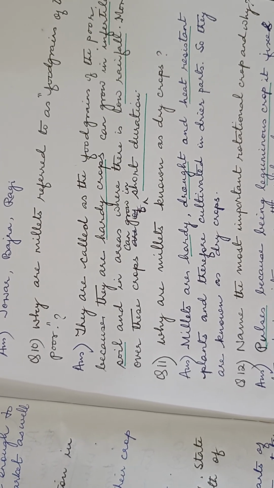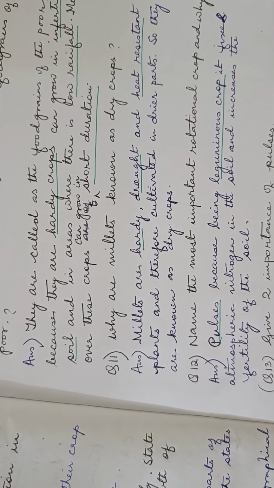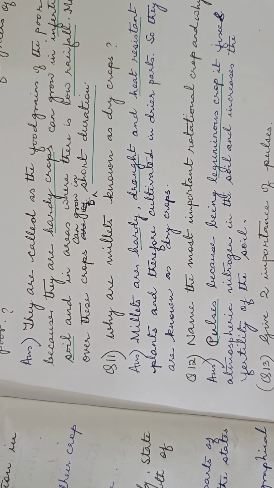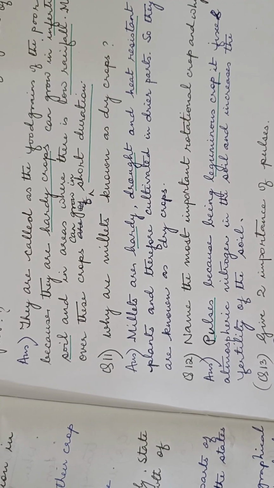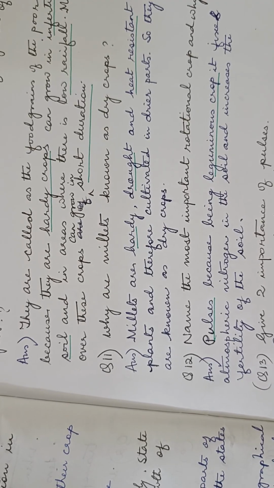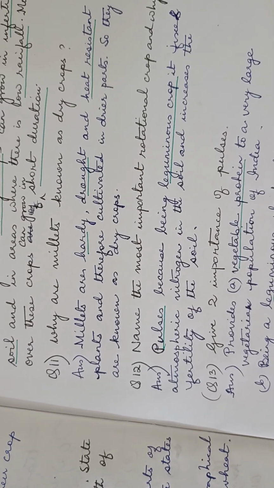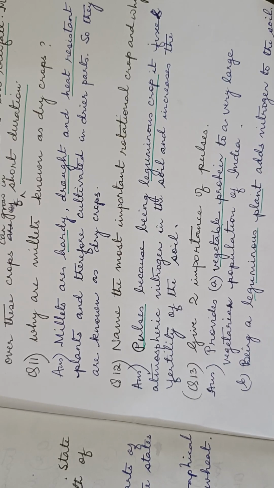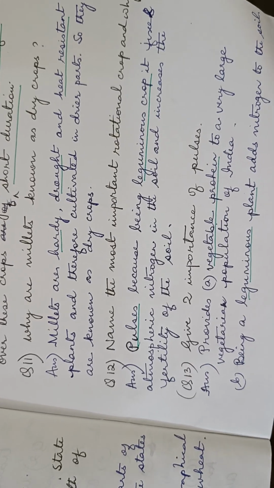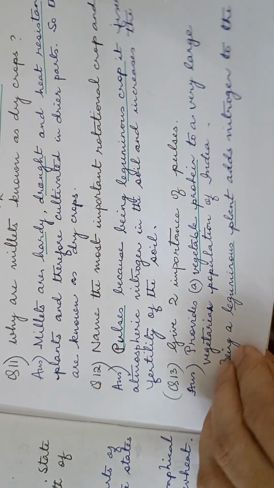Next, name the most important rotational crop and why. Pulses, the most important rotational crop because they are leguminous crop. It fixes atmospheric nitrogen in the soil and increases the fertility of the soil. Next, give two importance of pulses. First, provide vegetable protein to a very large vegetarian population of India. Second, being a leguminous crop, add nitrogen to the soil.